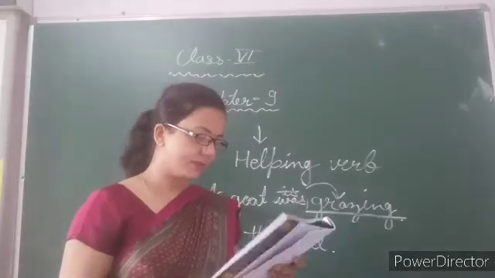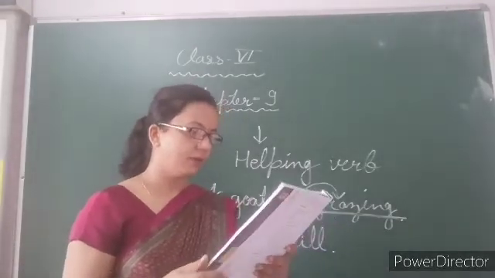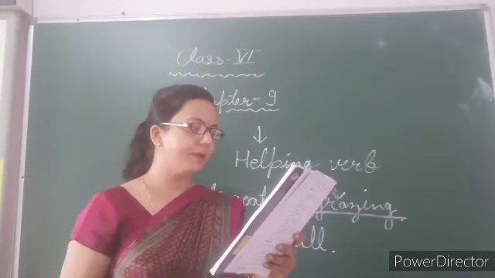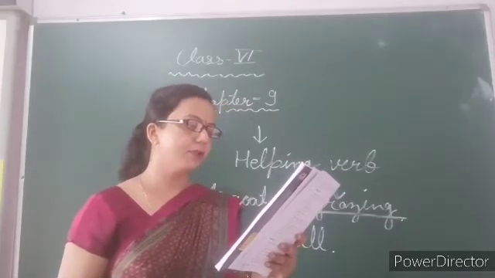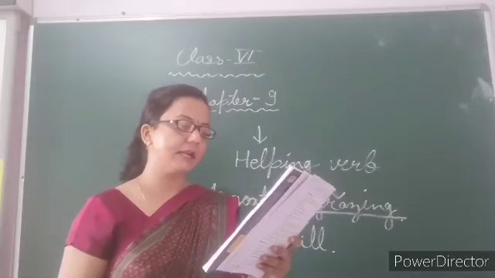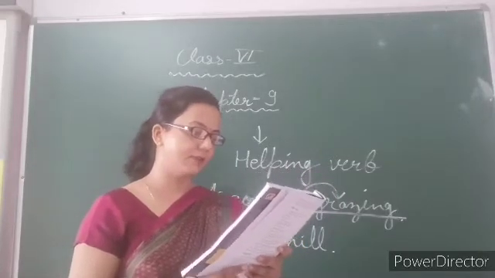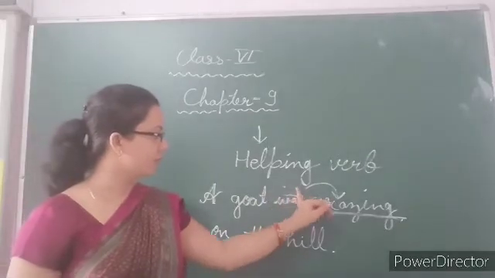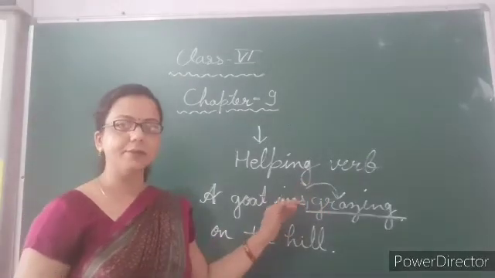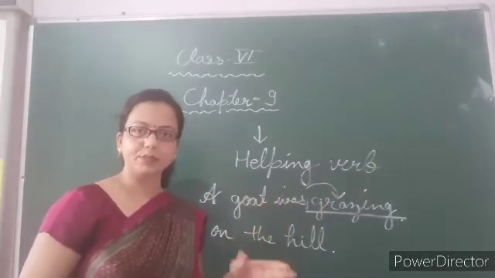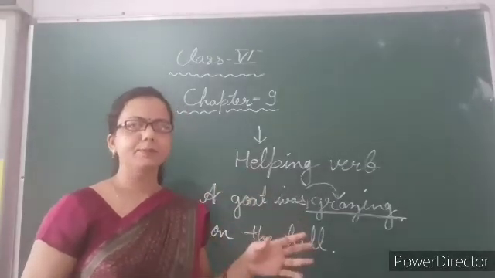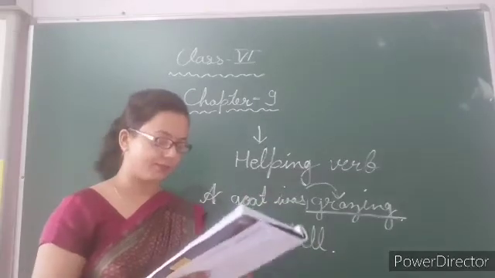So my dear students, here have a look. We can say that the helping verb was before the main verb indicates that the activity was in progress sometime in the past. So if we use the word was, then it shows that the work done is in progressive form sometime in the past.